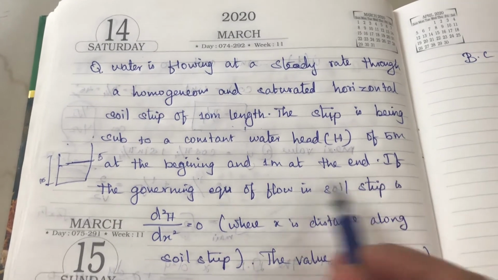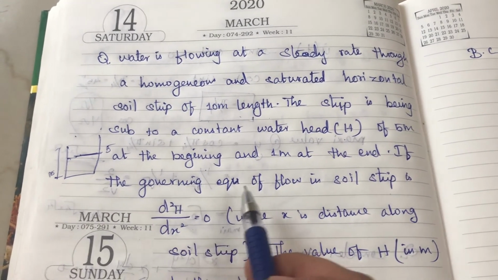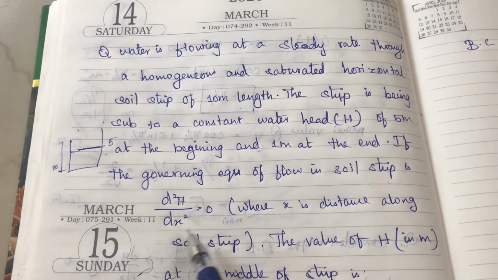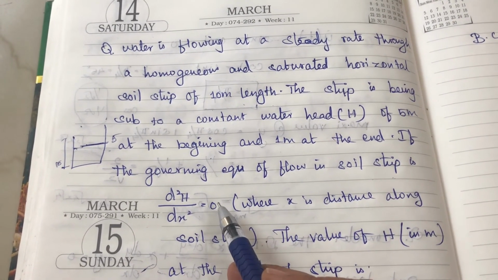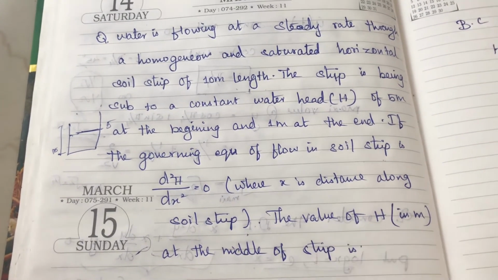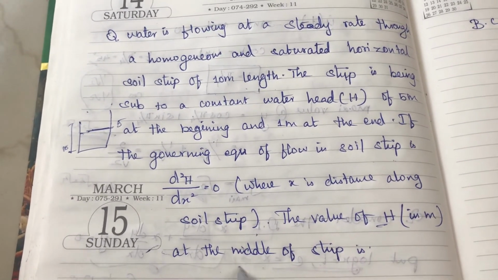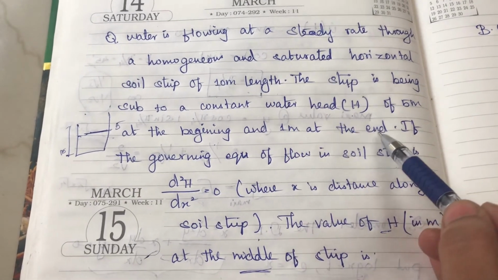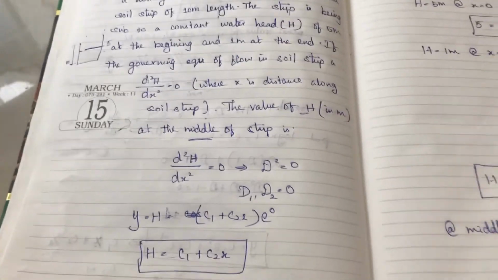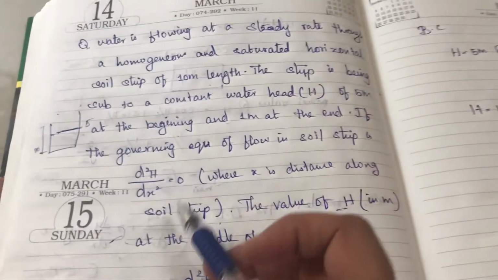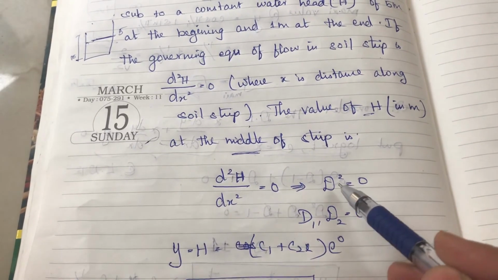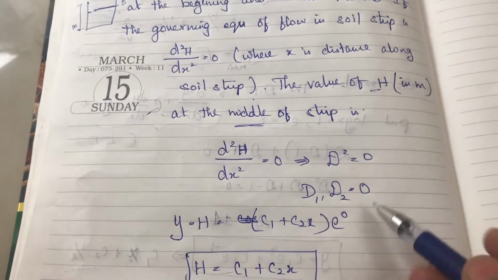So, at the end, the governing equation of flow in soil strip is d square h by dx square which is equal to 0, where x is the distance along the soil strip. We need to find the h value in the middle. They have given the beginning and end. We need to find the middle. This is dead easy. Don't need to worry about the questions. What is the first thing they have given? This equation. Just replace it to d operator and you will get the value.